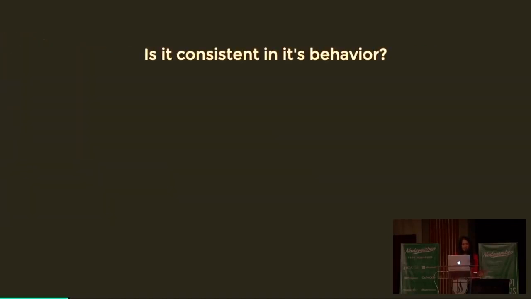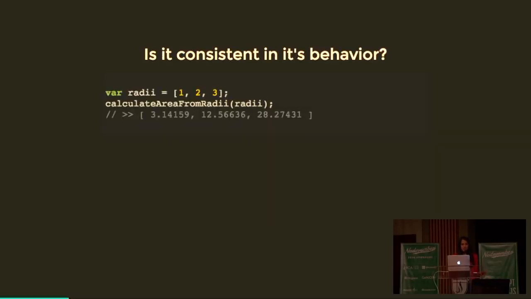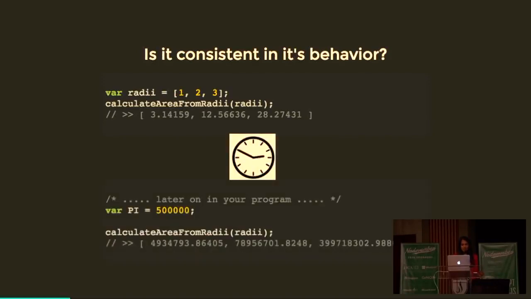Next question we might ask is, is it consistent in its behavior? So here we pass in a bunch of radii, we get an output. Then some time passes, and later on in your program, some evil programmer checks in some code that updates your pi variable, and now your areas are totally janky and off. That's not very good, right?